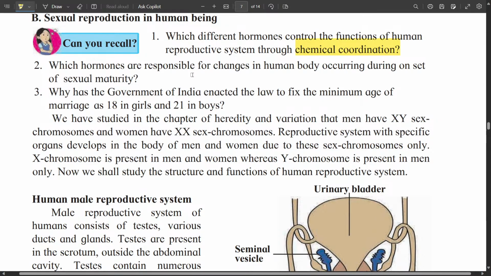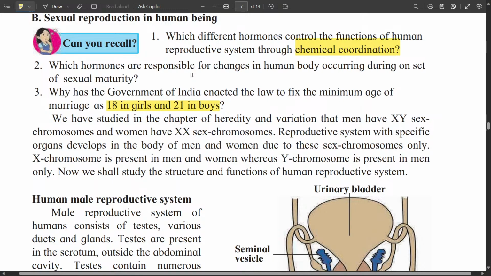Why has the Government of India enacted the law to fix the minimum age of marriage at 18 in girls and 21 in boys? Because up to that age the physical and mental maturity for the process of reproduction is not completed.